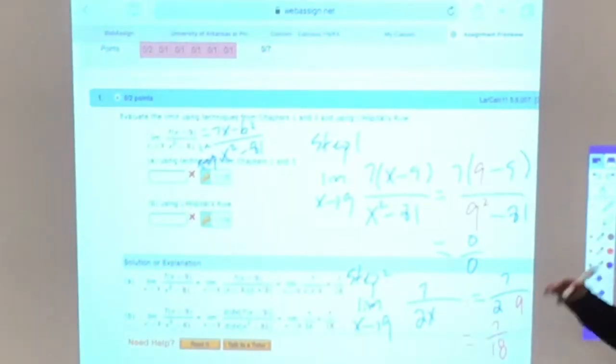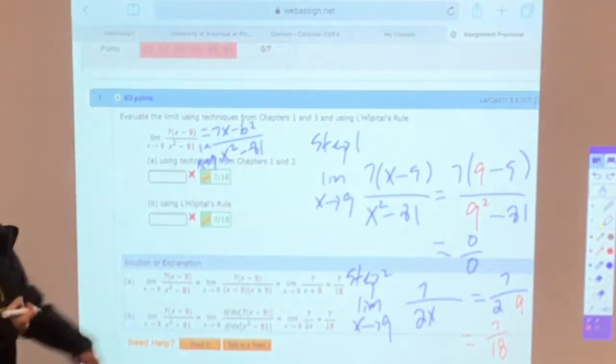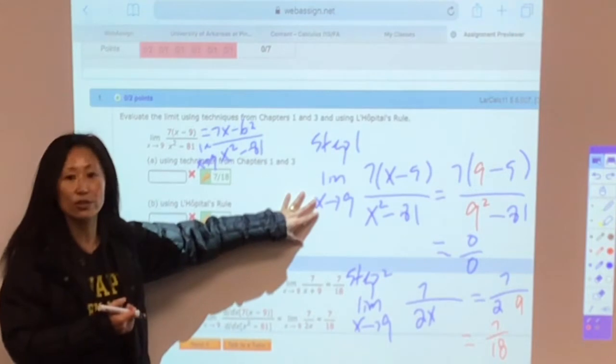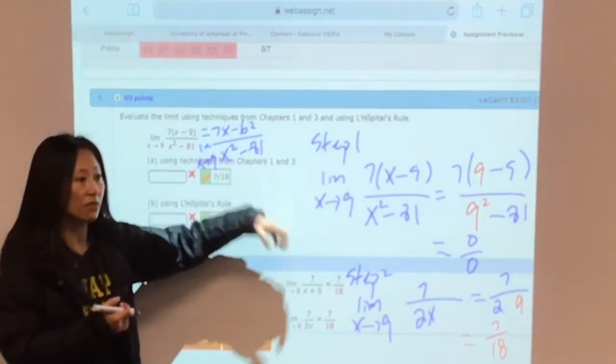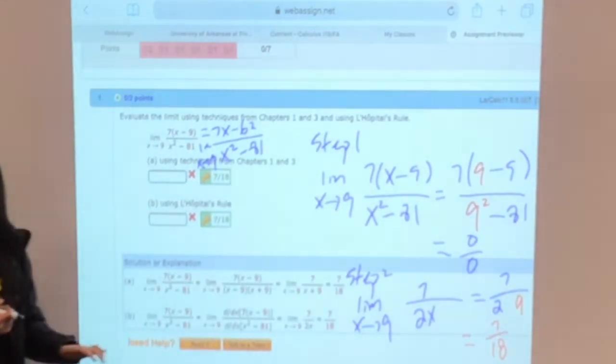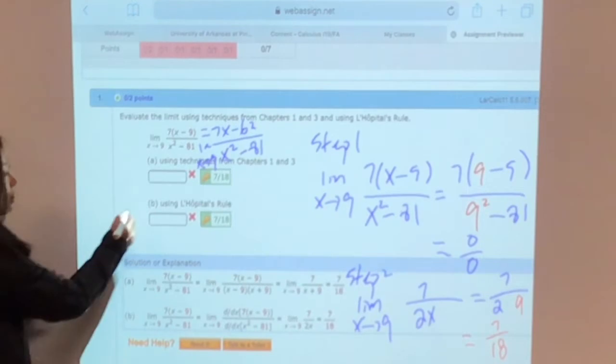So if I give you a problem, anything to do with L'Hopital's rule, then you have to show me. First thing you have to show me, yes, I can use L'Hopital's rule. Because if it's not 0/0, or infinity over infinity, then you cannot use that, okay? So this is much easier. So I did just the B part right now.